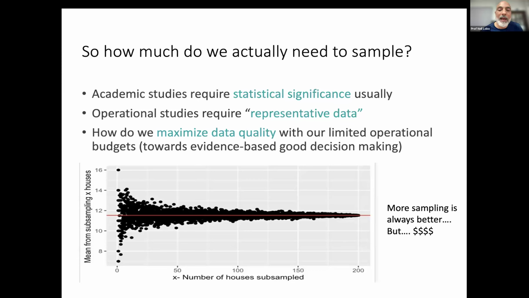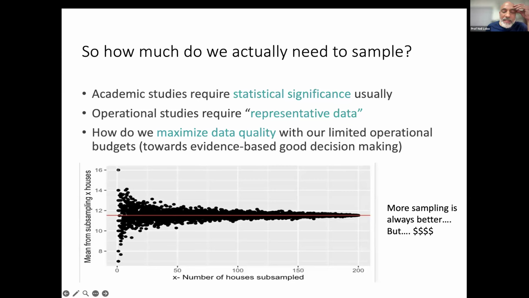We can't collect at like 100 sites, right? Can collect at maybe two or three. But how do we collect enough data that is representative, that we can make decisions on? We want to maximize data quality with limited funds, right? To make good decisions. So on this figure here, bear with me while I try and explain this.